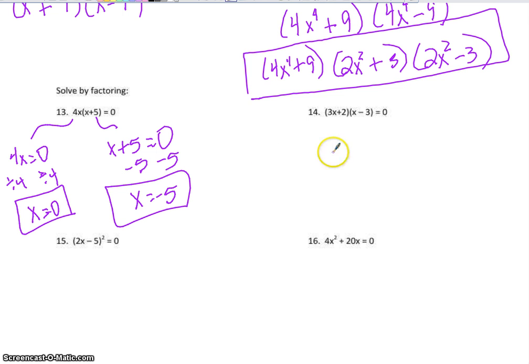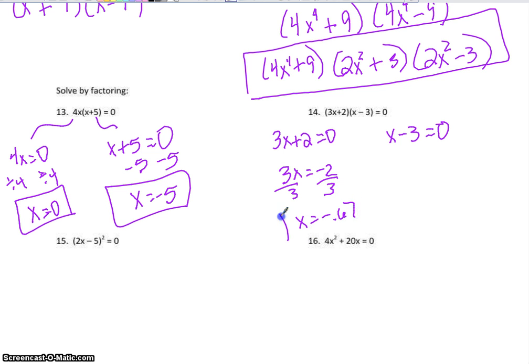If you have 2 sets of parentheses, you take each set, turn it into an equation, so it becomes 3x plus 2 is equal to 0, and x minus 3 is equal to 0. Subtract your 2, so 3x is equal to -2. Divide by 3, x is equal to -0.67. Add your 3, x is equal to 3.